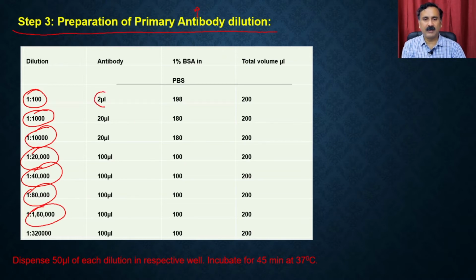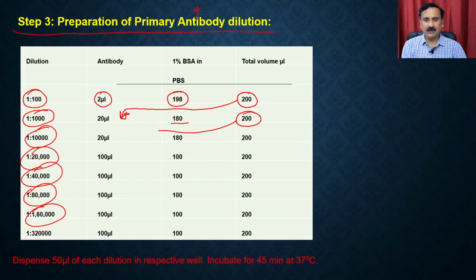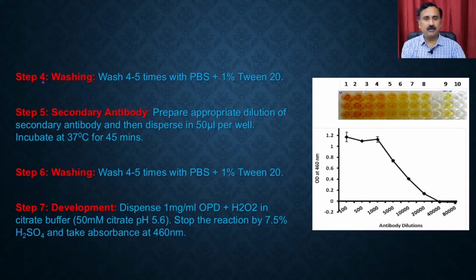So you can take 2 microliter, add it to 198 microliter, and that will give you 200 microliter. From this 200 microliter, you can take 20 microliter, and then add 180 microliter, and that's how you get the 200 microliter back. Again, you take this and add it here, and that's how you continue, and that's how you get the serial dilution of the complete curve. Then you are going to do the washing.